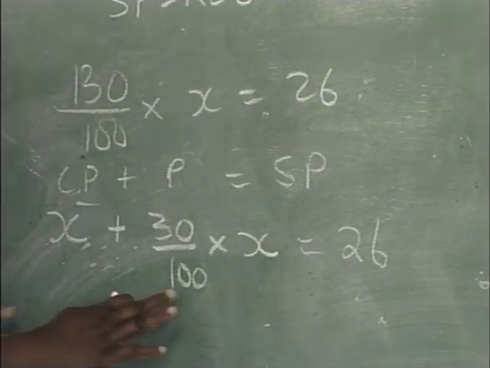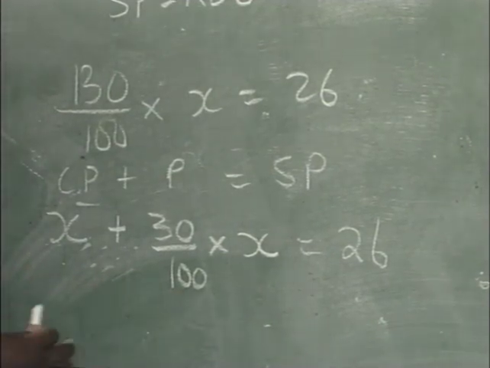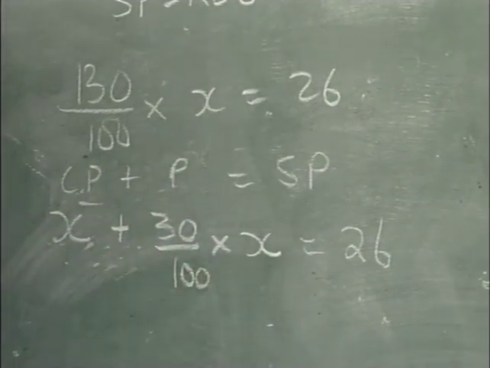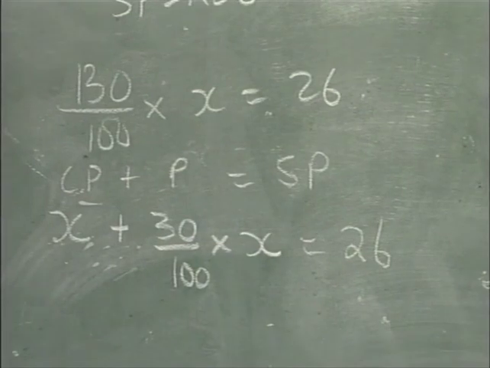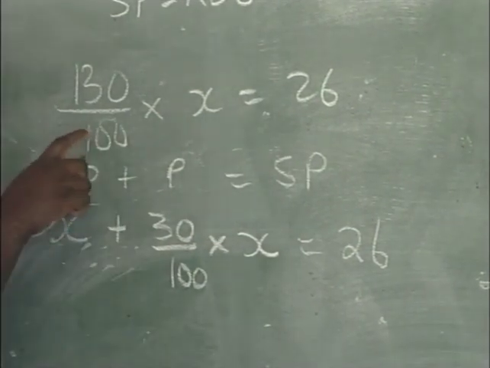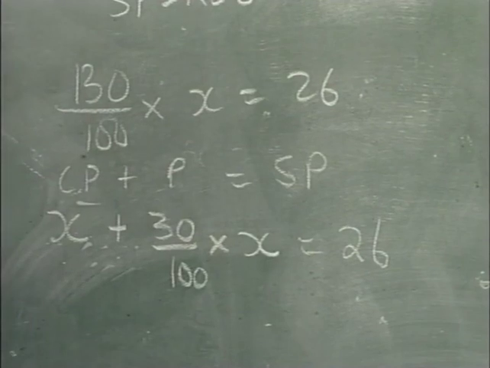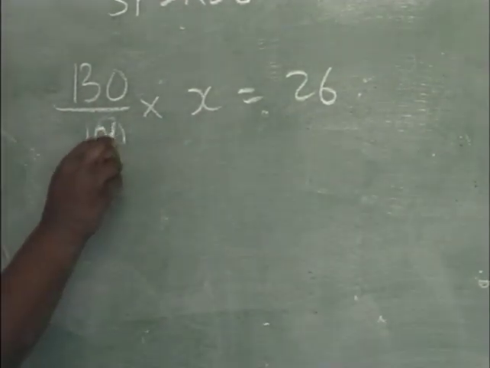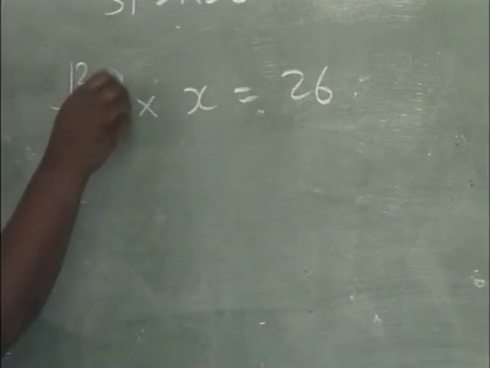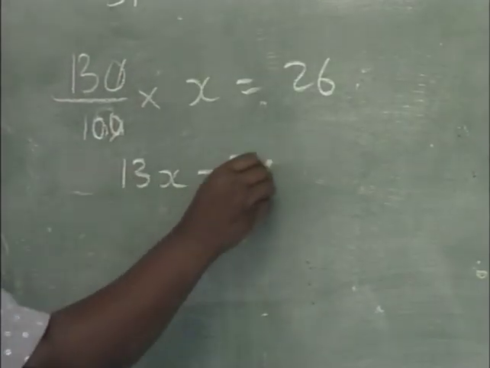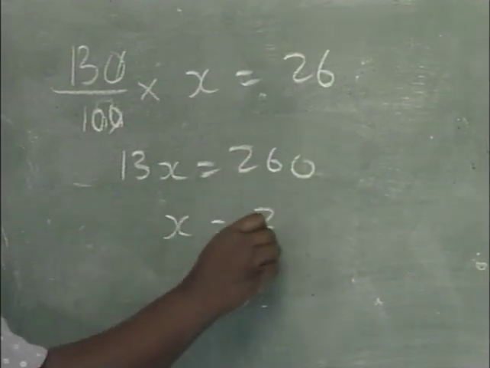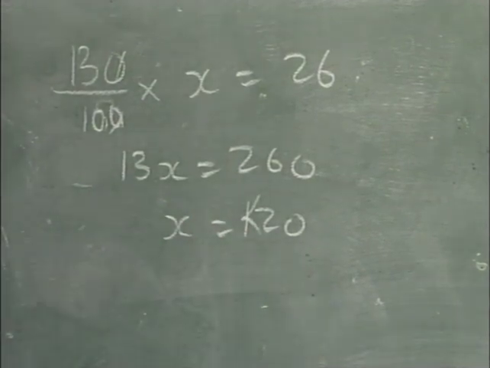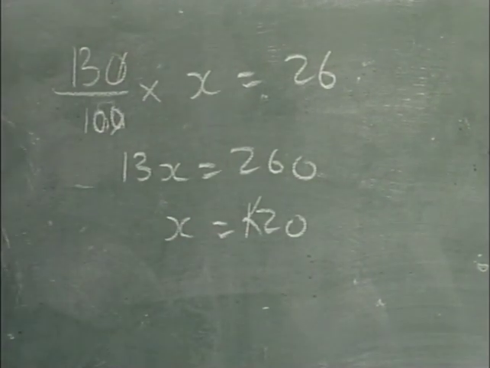Now, if you get the lowest common multiple of this, you will get 100. This will become 100x plus 30x will give 130. So in a way, this is a shorter way of working it out. So is that understood? So 130% of x equals 26 kina. I get 13x equals 260, and x is equal to 20. Now this 20 kina is what? The wholesaler's cost price.